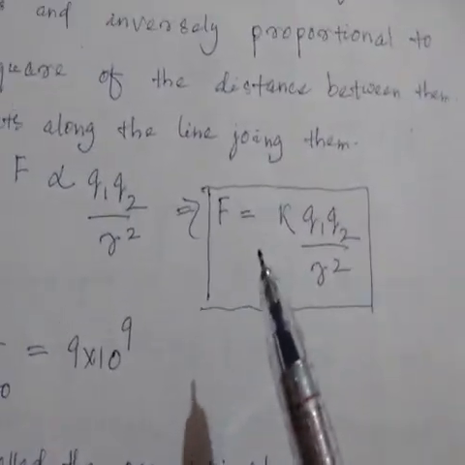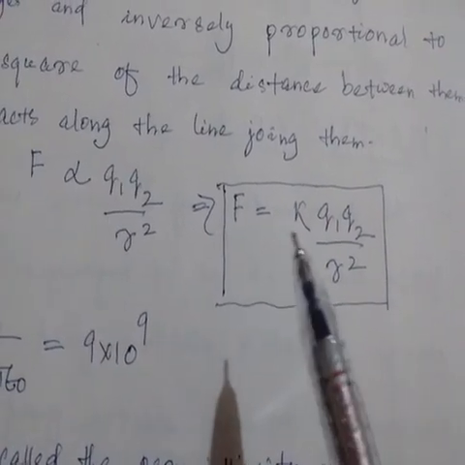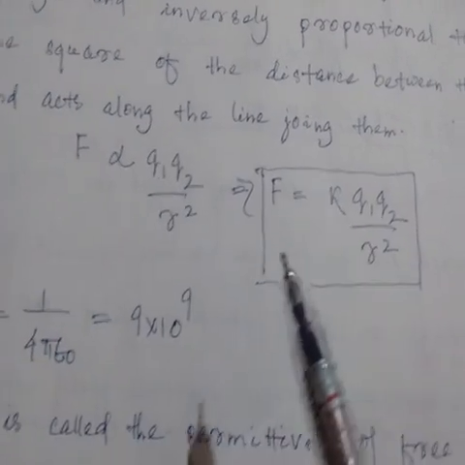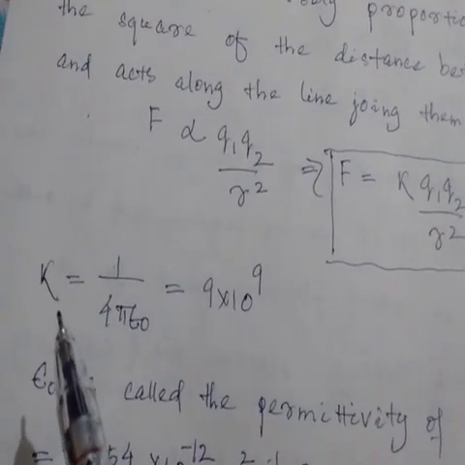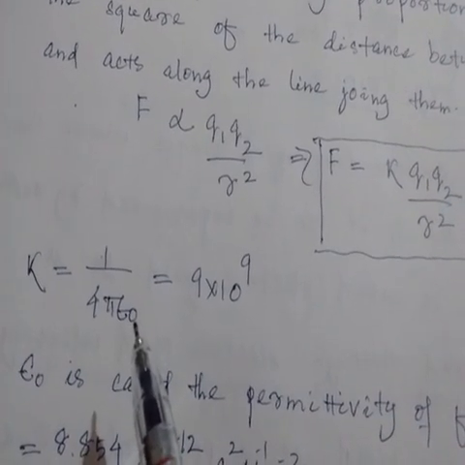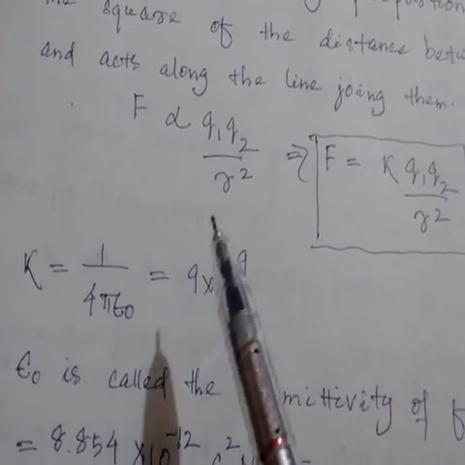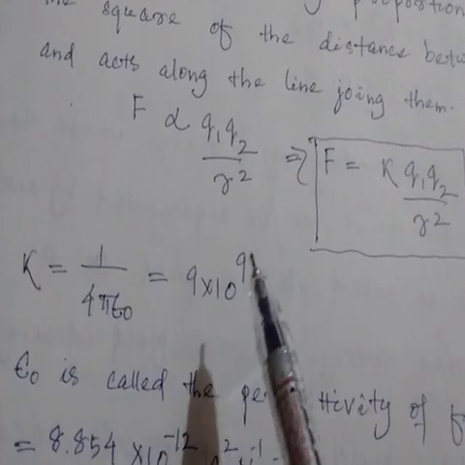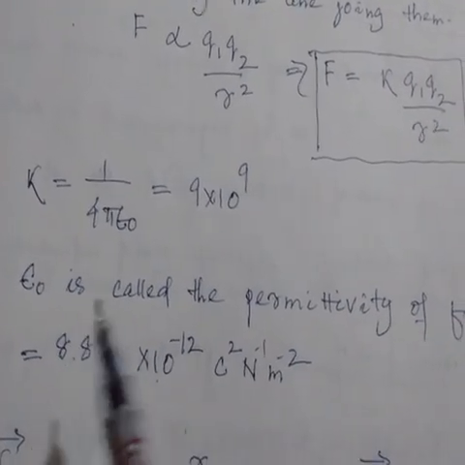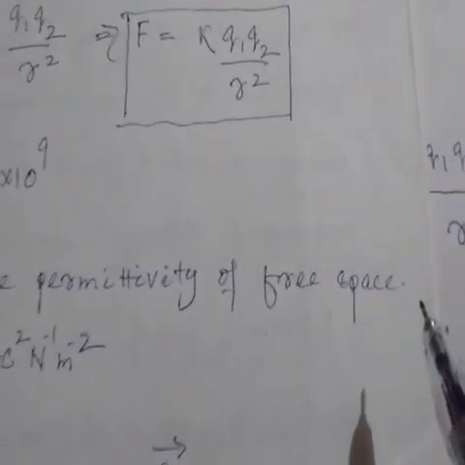Now if you convert this proportionality sign into an equal sign, you have to put one constant of proportionality here, K, and the experimental value of the constant of proportionality is 1 by 4 pi epsilon naught. If you calculate it, it will become 9 into 10 to the power 9. The new term epsilon naught is called the permittivity of free space.